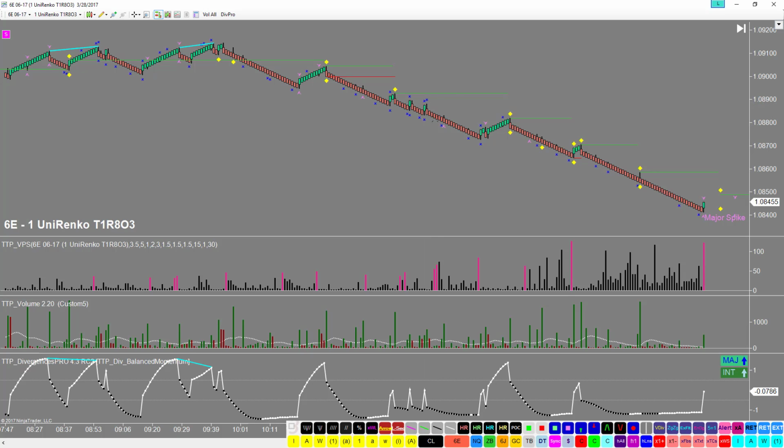So what we're attempting to do is to try and find the ends of corrections or the end of a trending move. We're trying to find areas in the market where price is likely to reverse.